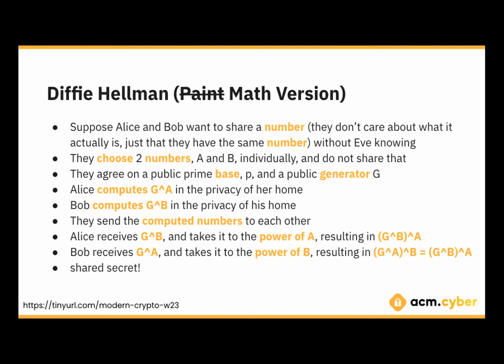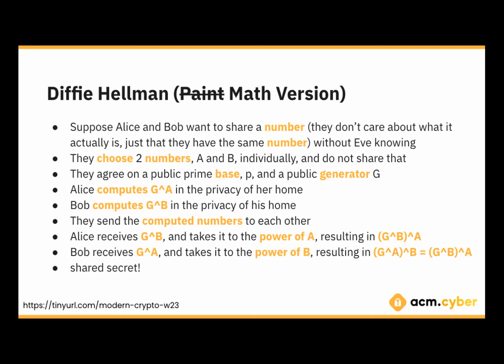And if you remember your exponent laws from, I think, algebra 2, something to the power of something is just multiplying the two exponents, and multiplication is commutative, so you can swap around the order. So you arrive at the exact same shared secret. So again, instead of paint being very hard to decompose, this relies on the fact that if I give you G to the power of A mod P, and I tell you G, it's really hard to find A, the discrete log problem.